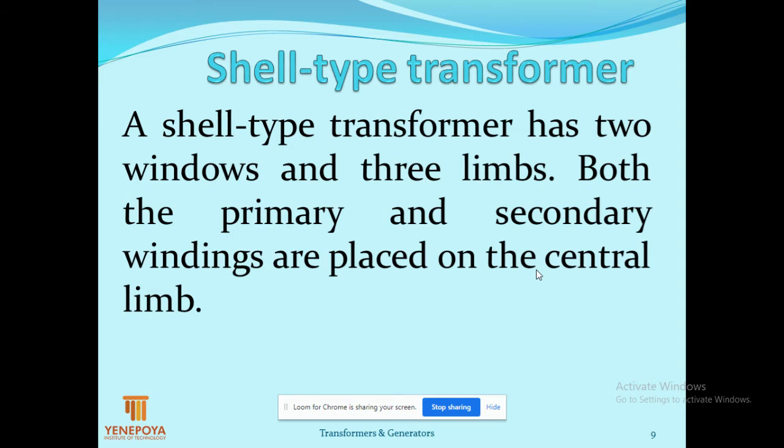A shell type transformer has two windows or three limbs here. Here we have the left limb, central limb, and right limb. Both the primary and secondary windings are placed on the central limb. In the core type transformer, the primary and secondary windings are wound on separate limbs, left limb and right limb. Here, even though we have three limbs, both primary and secondary windings are wound on the same limb, that is the central limb, which we are going to see in the diagram.